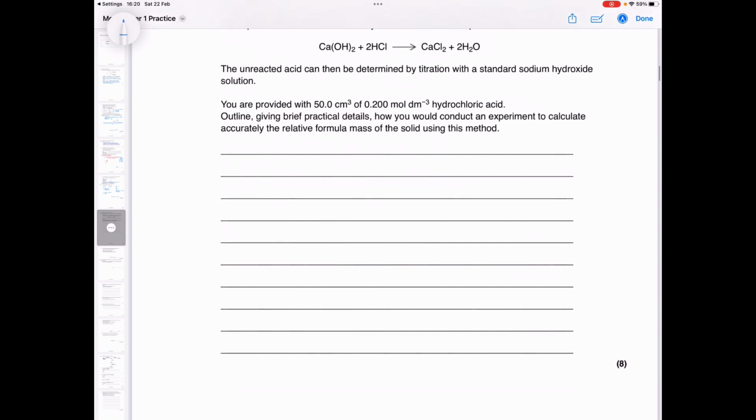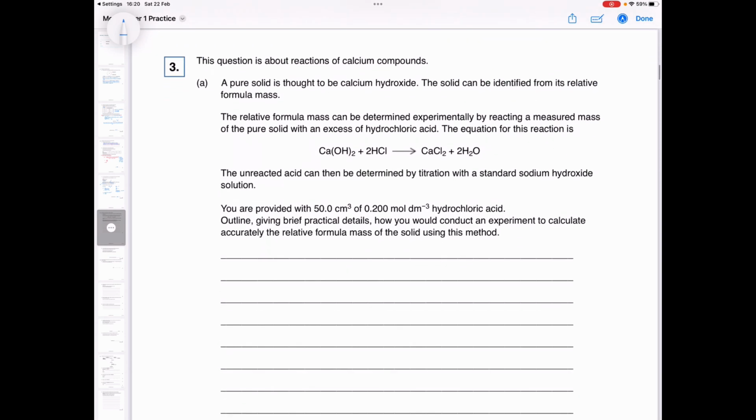Question 3. So this is an 8 marker, so quite a substantial question. A pure solid is thought to be calcium hydroxide. So calcium hydroxide is Ca(OH)2, calcium obviously in group 2, Ca2+ and 2 OH- ions. The solid can be identified from its relative formula mass. The relative formula mass can be determined experimentally by reacting a measured mass of the pure solid with an excess of hydrochloric acid. The equation for this reaction is shown.